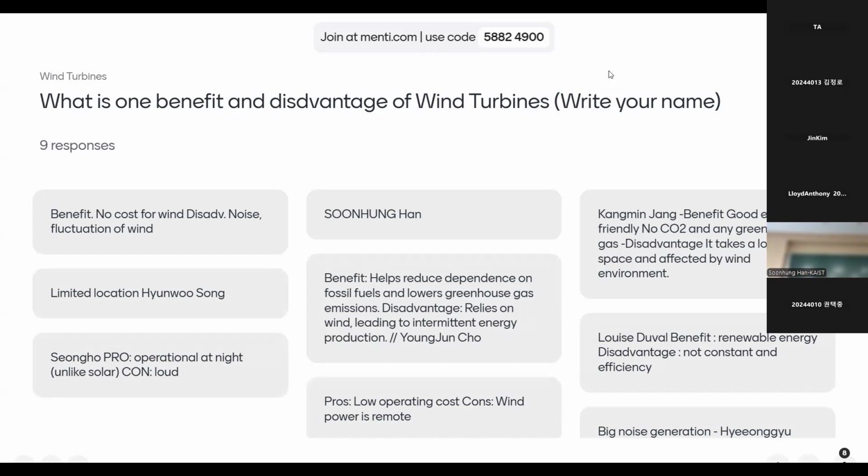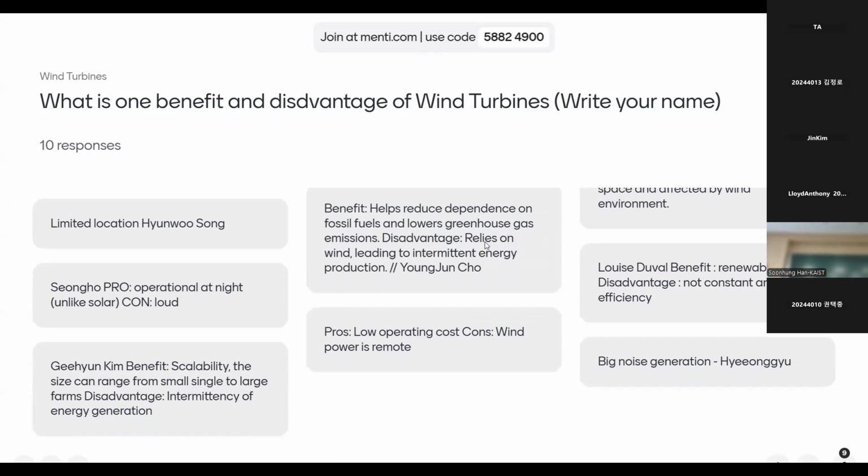From here, we have one from CM Home. Operation at night is a very important benefit, as not all renewables can always operate at night. We have some disadvantages such as not being constant, because it's an intermittent style of renewable energy, and that's a very important disadvantage. But because of time, I'm just going to go on to the next video.